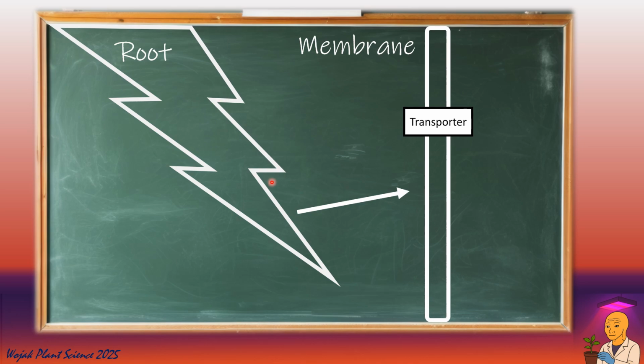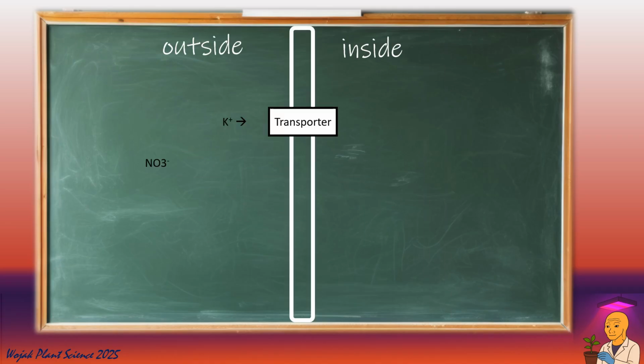So basically, this is all membrane you can imagine, and just imagine that in the membrane there are transporters for cations and anions, so positively charged atoms and negatively charged atoms, or you can say for base and acid. Okay, now we have here our membrane. This is outside the root, this is inside the root.